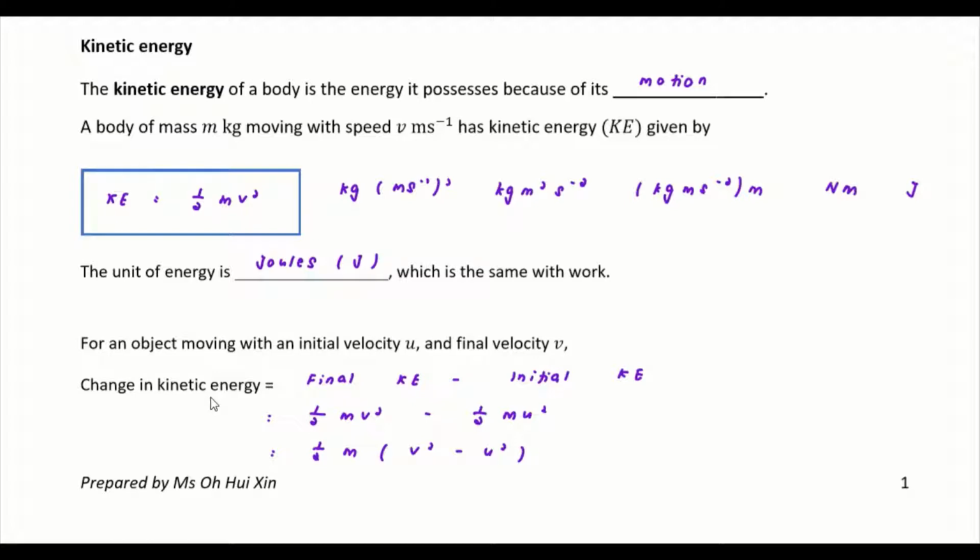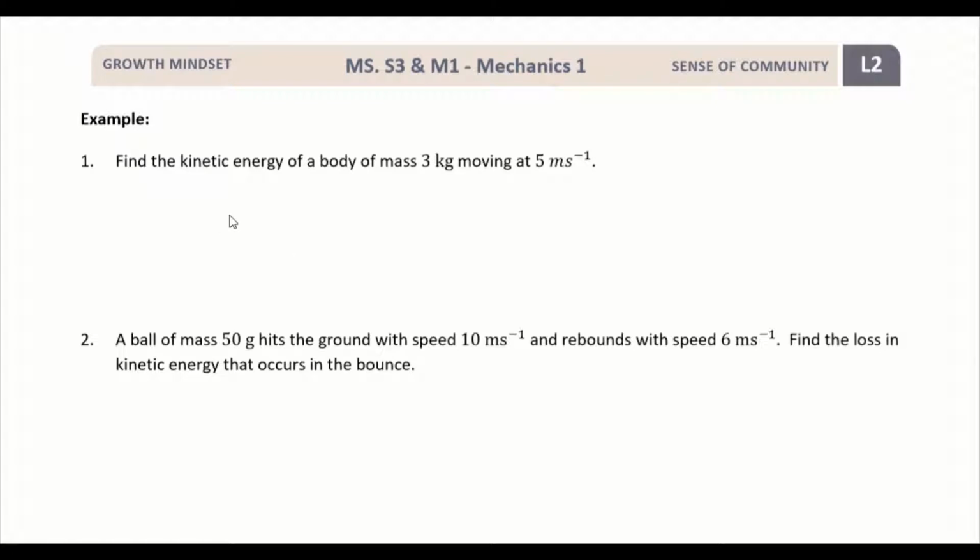Okay, so let's look at example 1. Find the kinetic energy of a body of mass 3 kg moving at 5 meters per second. This is a very direct question, so just substitution. Kinetic energy is half mv squared. Substitute the mass as 3 kg, and the velocity is 5 squared. So half times 3 times 25, and that gives us 37.5 joules.